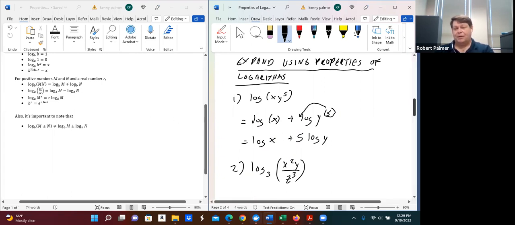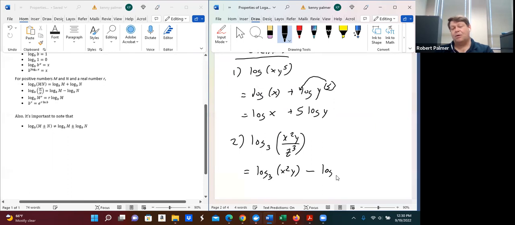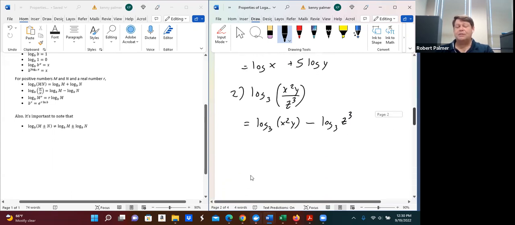Okay, so I'm done. Now here, this time I'm taking log base 3, and it's a fraction. So what the second property says is, if you have a fraction, whatever log base it is, you take log base 3 of the numerator, which is x squared times y, minus log base 3 of the denominator, z cubed. Of course, since it's a fraction, the order here is important. It's basically the log of the numerator minus the log of the denominator. Okay, so looking at this, what else can we do using those same properties?